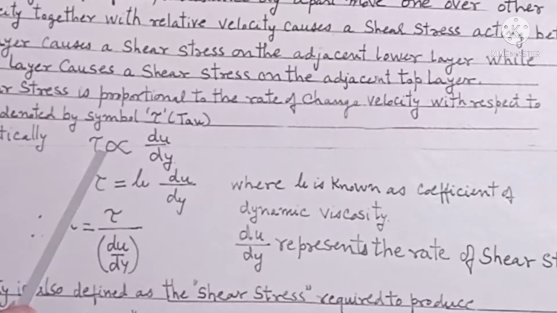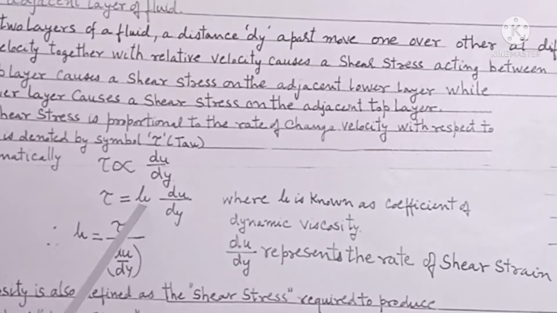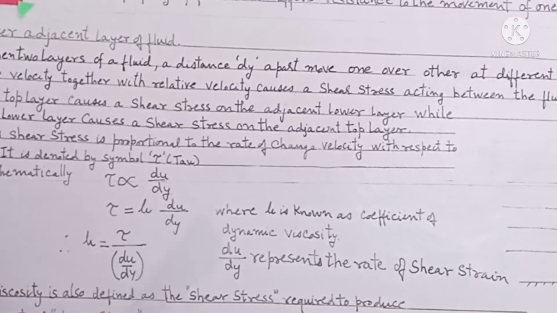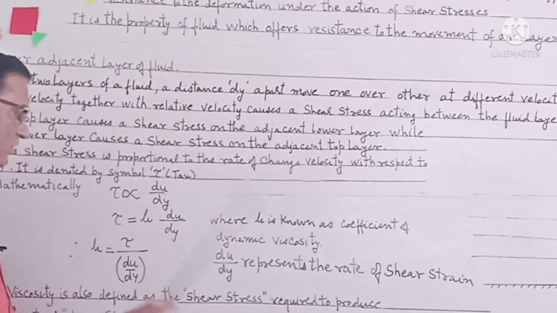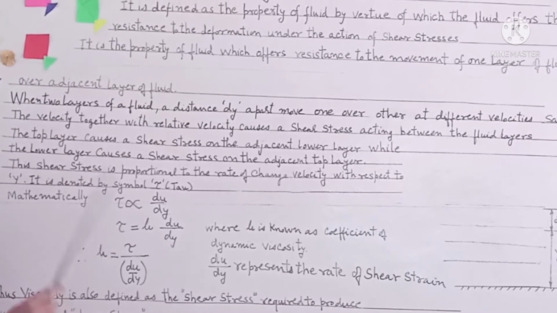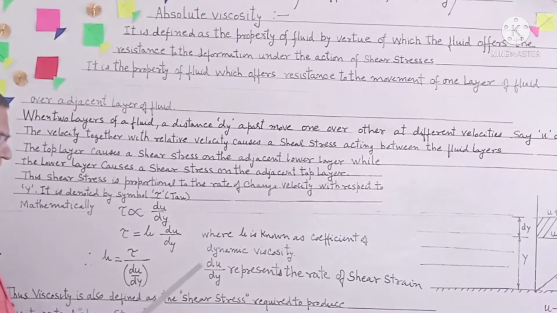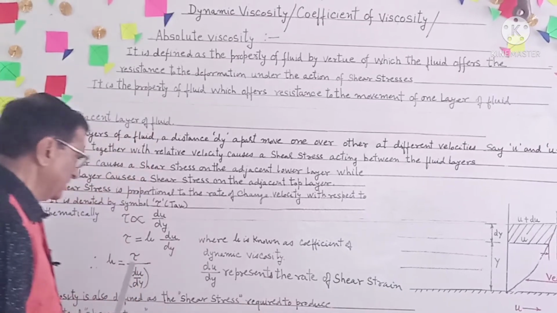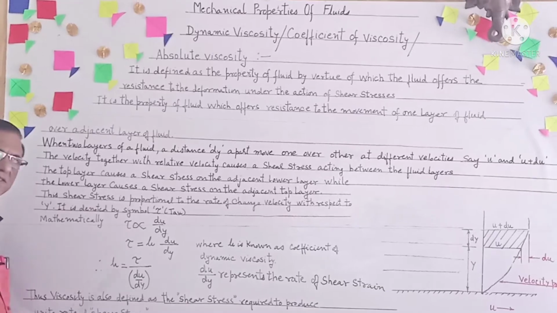So removing the sign of proportionality, we introduce a constant mu. So tau is equal to mu into du upon dy, where mu is known as coefficient of dynamic viscosity, and we can write by mathematical transformation mu is equal to tau upon du upon dy, where du upon dy represents the rate of shear strain. Tau is the shear stress and du upon dy is the shear strain.